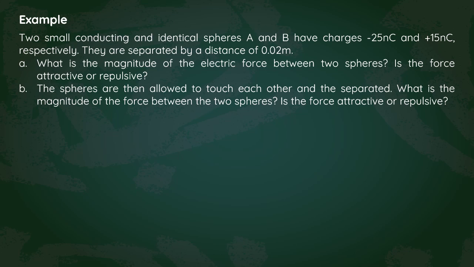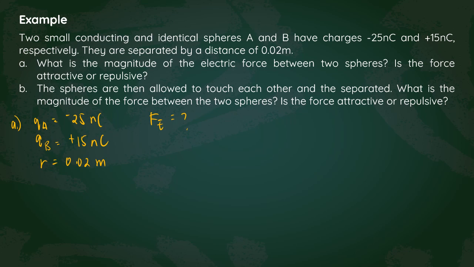So for question A, what are our given values? We have the charge for A, which is negative 25 nanocoulombs, and the charge for B, which is positive 15 nanocoulombs. And we have r as well at 0.02 meters. So we are asked for the electric force.